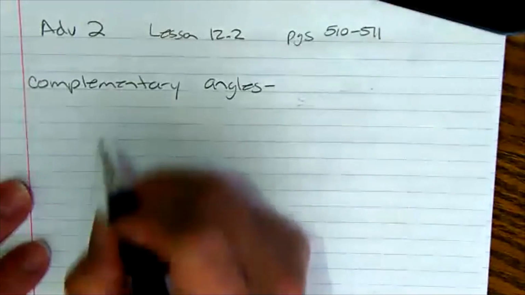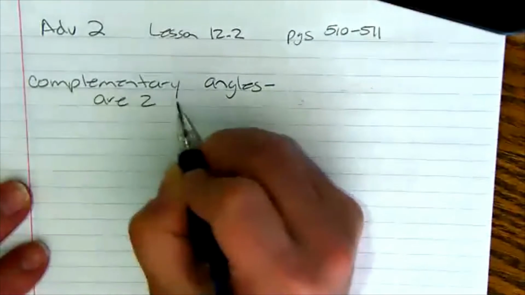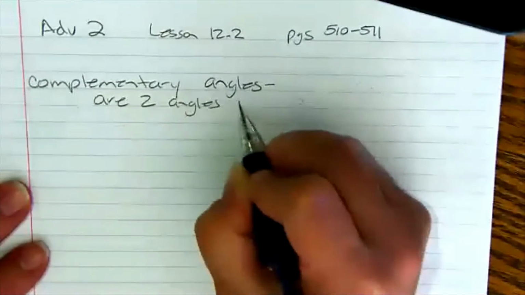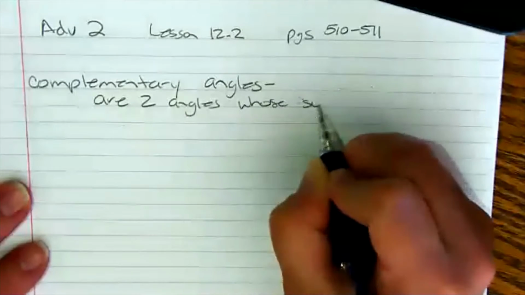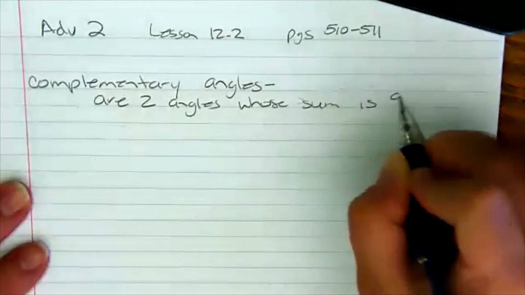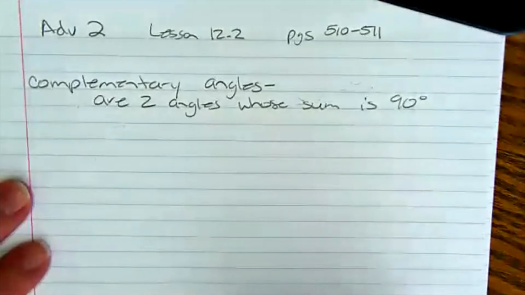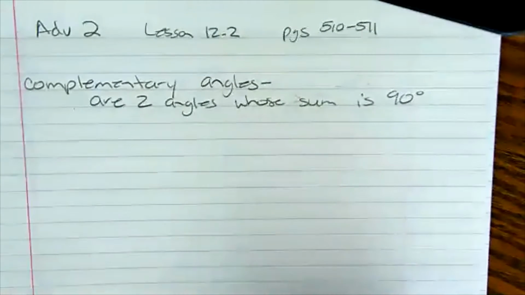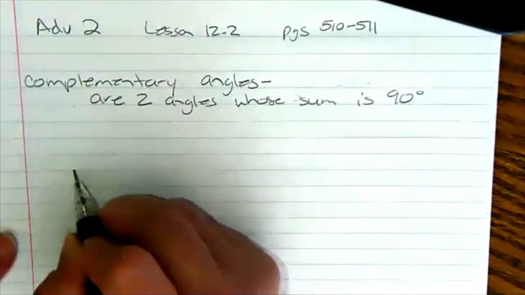Complementary angles are two angles whose sum is 90 degrees. Complementary angles, two angles whose sum is 90 degrees. Okay.